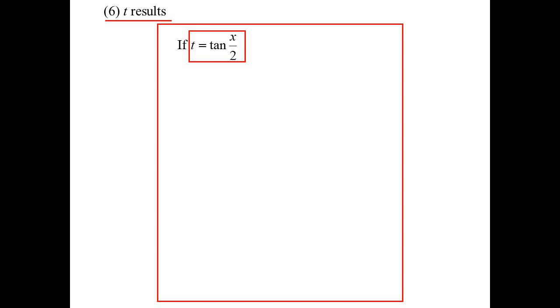So, using t results to transform your trig. The advantage of using t results is that it turns your trig integral into something that's just a polynomial or some rational function, and we've got all those techniques for rational functions that we know. So a reminder, if t is tan(x/2), then sin x will be 2t on 1 plus t squared, cos x is 1 minus t squared on 1 plus t squared.